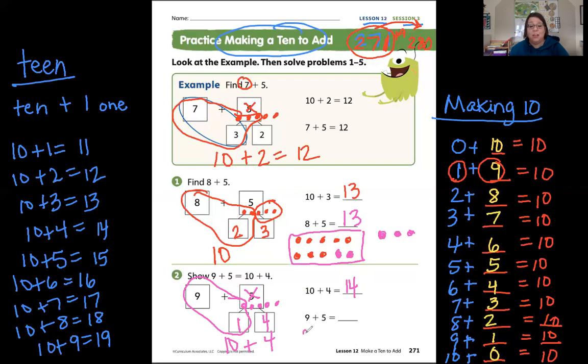Let's double check. 1, 2, 3, 4, 5, new line, 6, 7, 8, 9. And I'm going to add. Hey, what happened? Share my screen. What just happened?